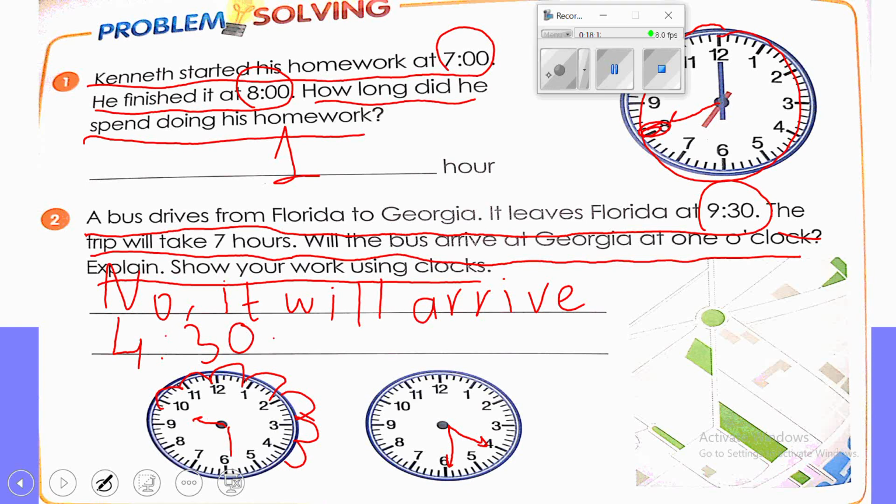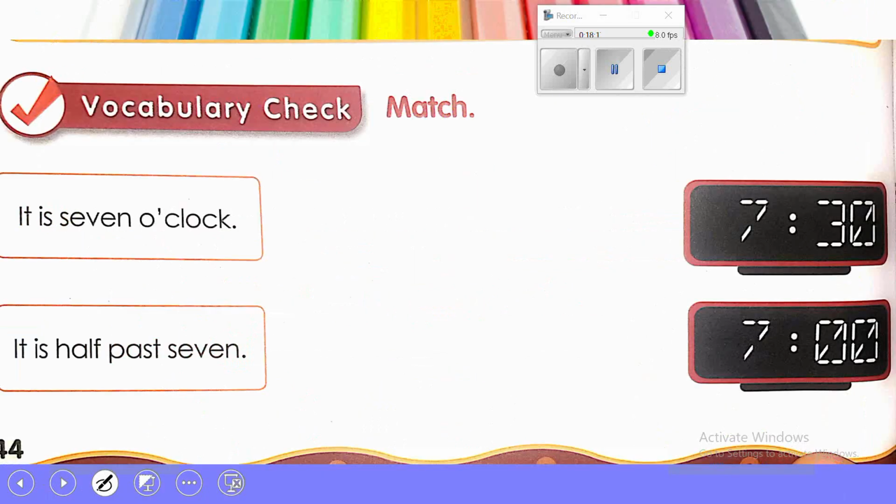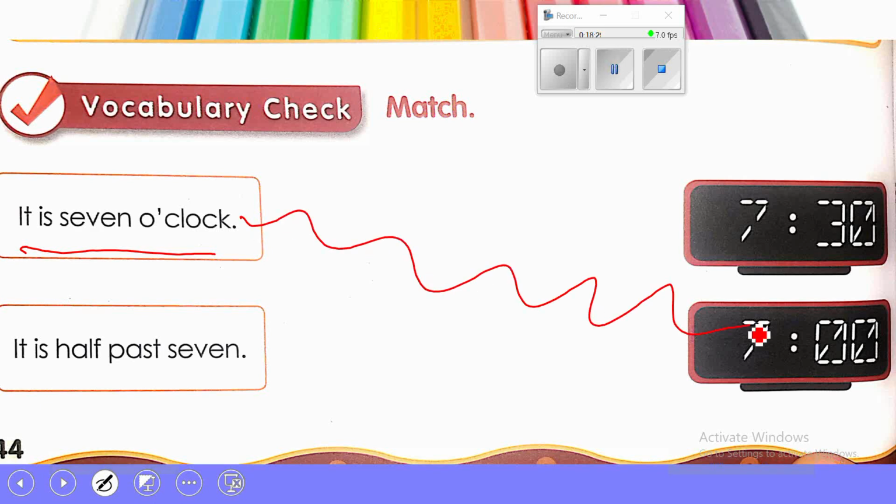So let's continue here. Let's match our vocabulary. It's 7 o'clock. It's 7:30. 7 o'clock. Where is o'clock? Perfect. It's on 0. It's 7:30. Excellent. The same as 7:30.